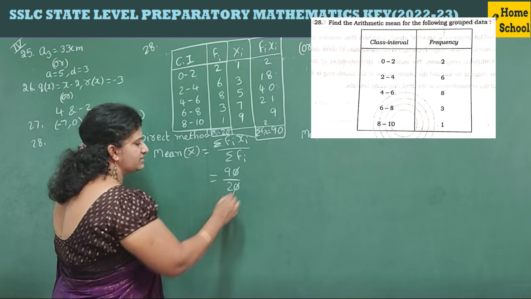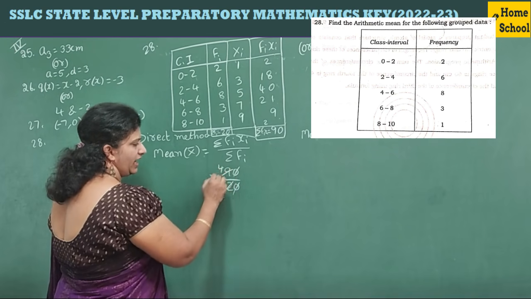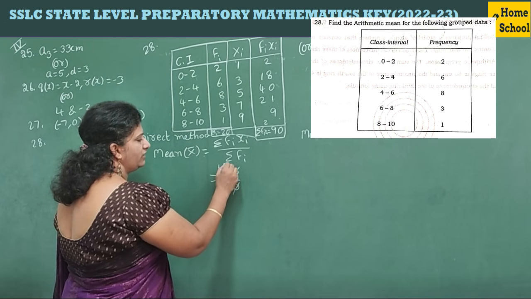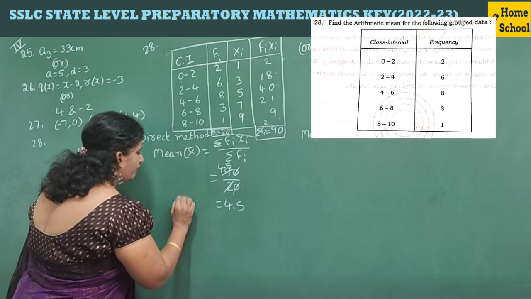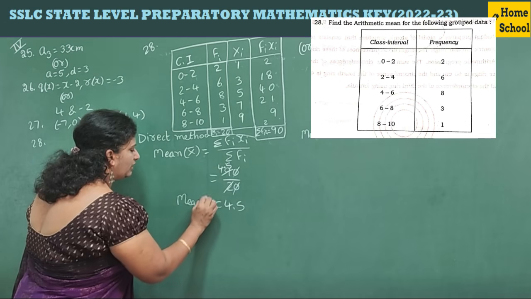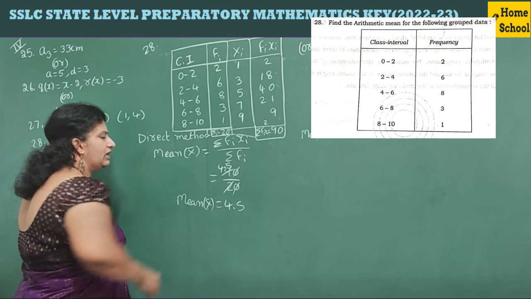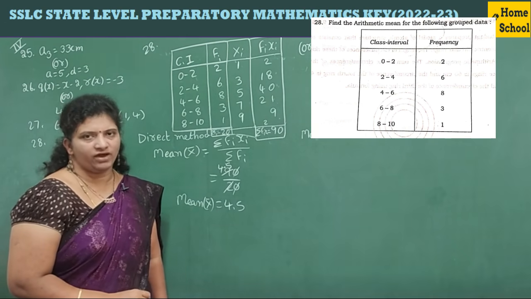0, 0 cancels. 2 4s are 8. Point. 10. 2 5s are 10. Therefore, arithmetic mean is equal to 4.5.